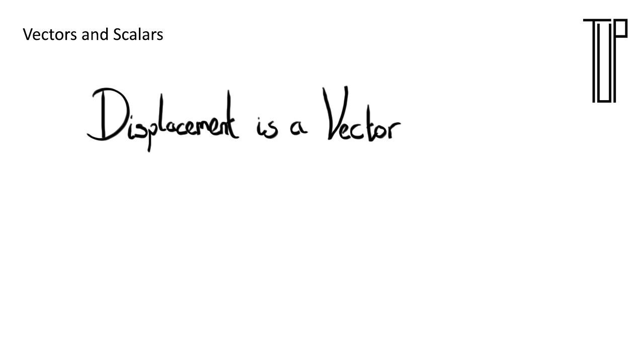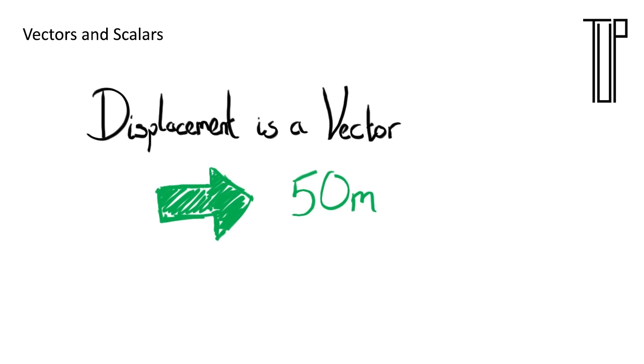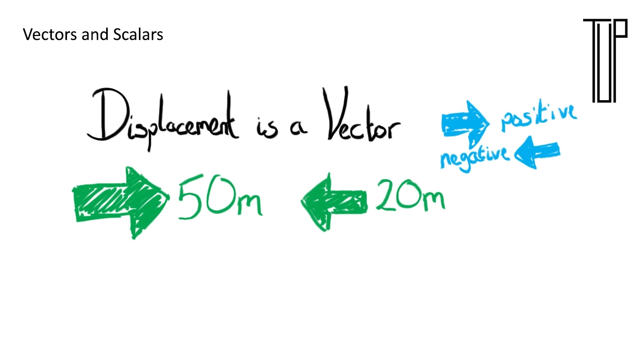Displacement is a vector property. This means that it relies on magnitude and direction. The initial displacement is 50 meters to the right, and then there is a further displacement of 20 meters to the left. Because the direction matters, we must give the displacements a positive or a negative sign.